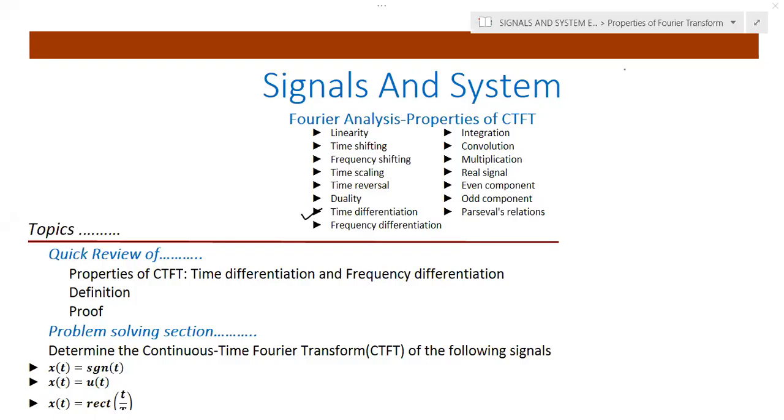In this lecture, we will discuss two important properties: the time differentiation property, and we will also discuss the frequency differentiation property. And we will discuss the definition and the proof related to these two properties. And we will also see how we can apply the differentiation property in continuous time Fourier transform, how we can apply the differentiation property to solve problems in continuous time Fourier transform. So first we will discuss the differentiation property.